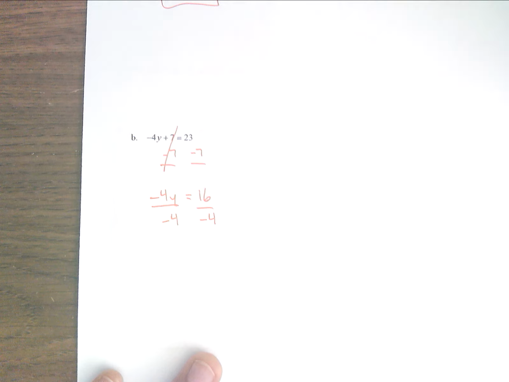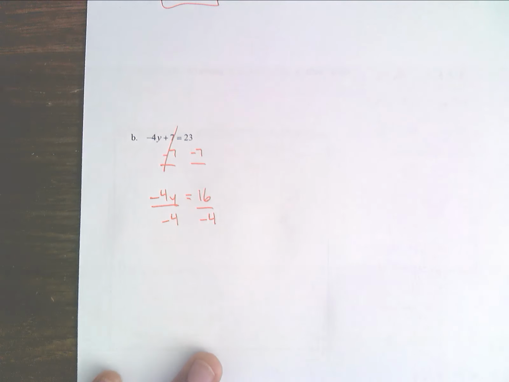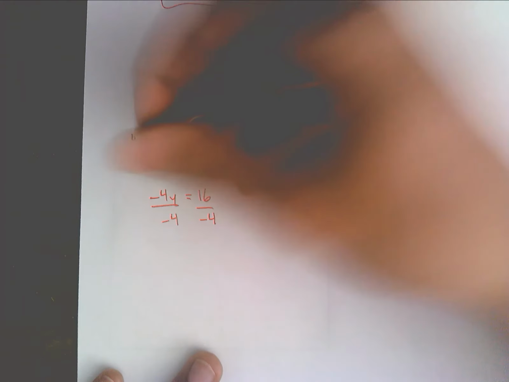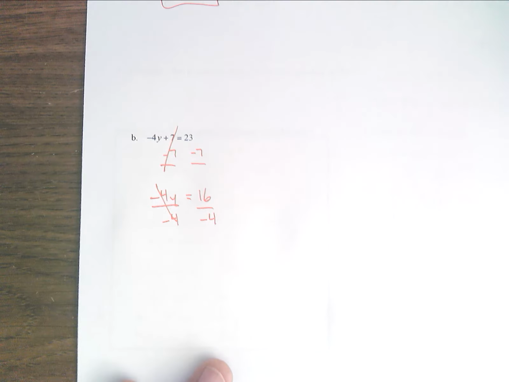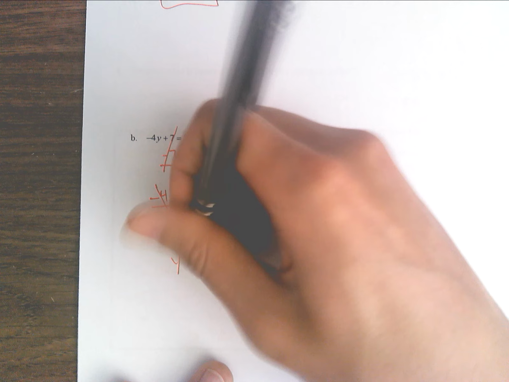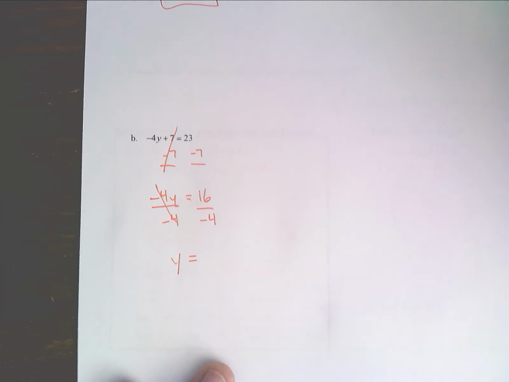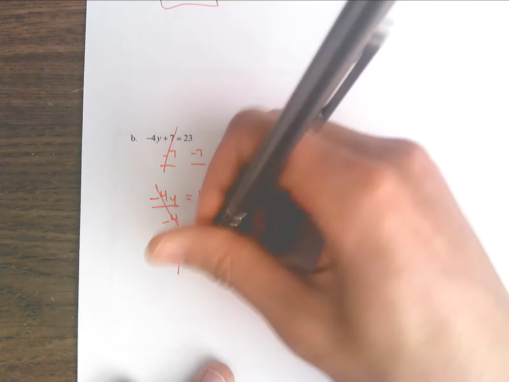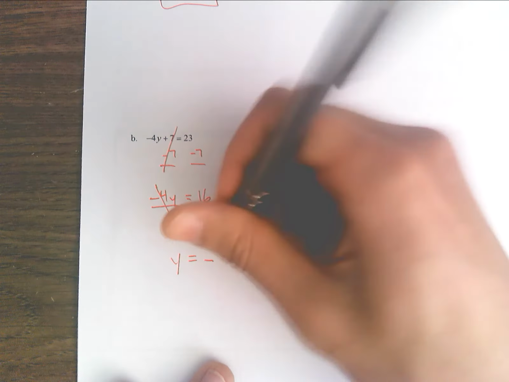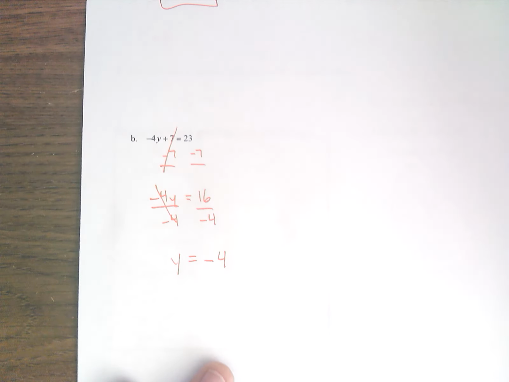And if we do it on the left-hand side, we must also do it on the right-hand side. So then the negative 4 and the negative 4 on the left-hand side cancel. All that's left is y. And then on the right-hand side, we have 16 divided by negative 4. Well, a positive divided by a negative is a negative, and 16 divided by 4 is 4. So y equals negative 4.